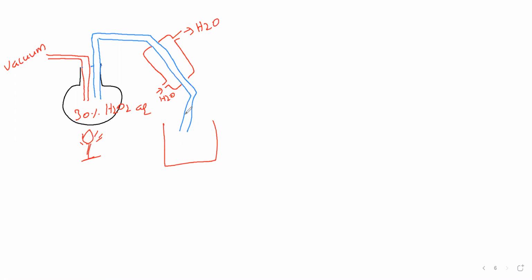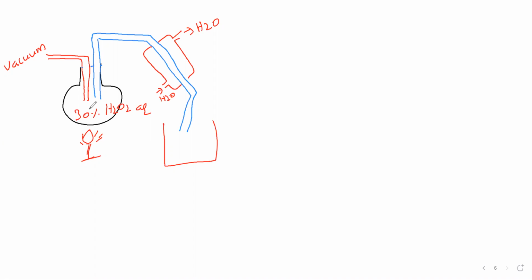Sir, now it is heating. Water is evaporating. That evaporated water is coming like this, condensing, and the liquid water we are collecting here. Where the concentration of hydrogen peroxide increases. How much concentration of hydrogen peroxide are we getting? We got a 90% hydrogen peroxide solution.